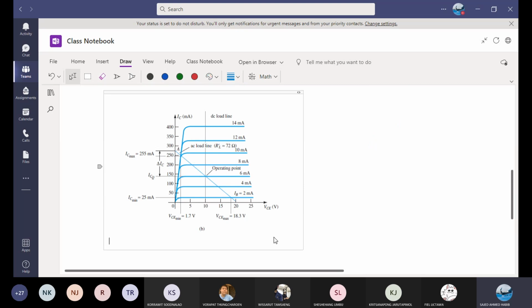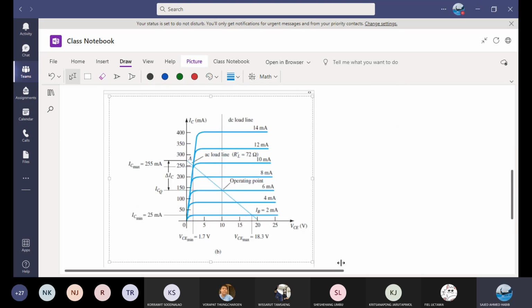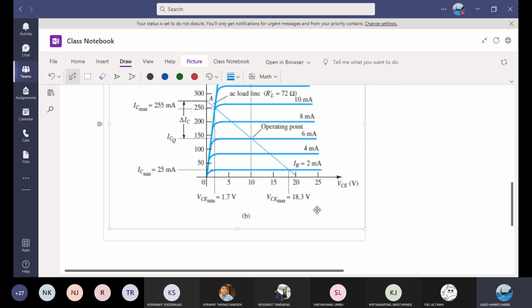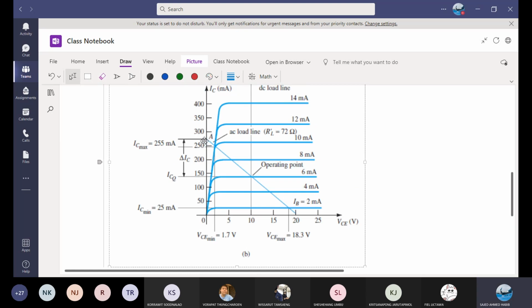Here is the actual solution, which is from the book example itself. VCE max is actually 18.3. So I said 17 because my drawing is not accurate. VCE min I said 2 volt, it is 1.7, is closer. For IC max, the book got 255, I chose 260. IC minimum, I got 25, exactly 25.